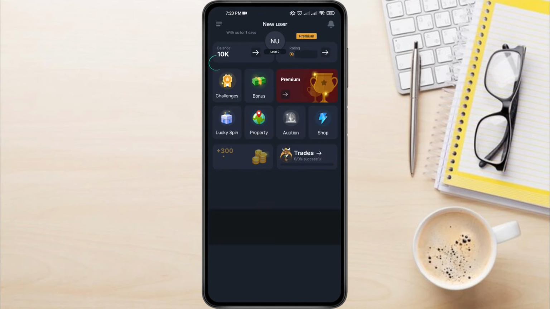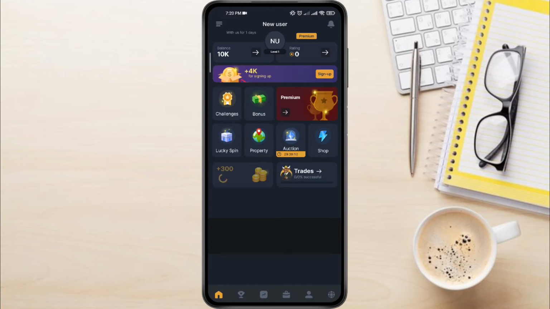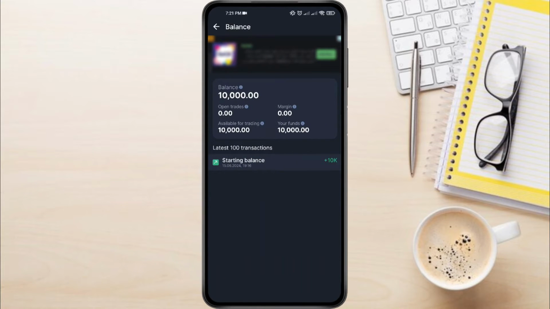Hey everyone! In this video tutorial, we're showing you exactly how to withdraw money from Forex Royale. Forex Royale is a mobile app that simulates cryptocurrency trading. You can use it to practice buying and selling Bitcoin and other cryptocurrencies. As you can see, my current Forex Royale balance is 10K. The app lets you earn and trade virtual currencies, which is great for practice.